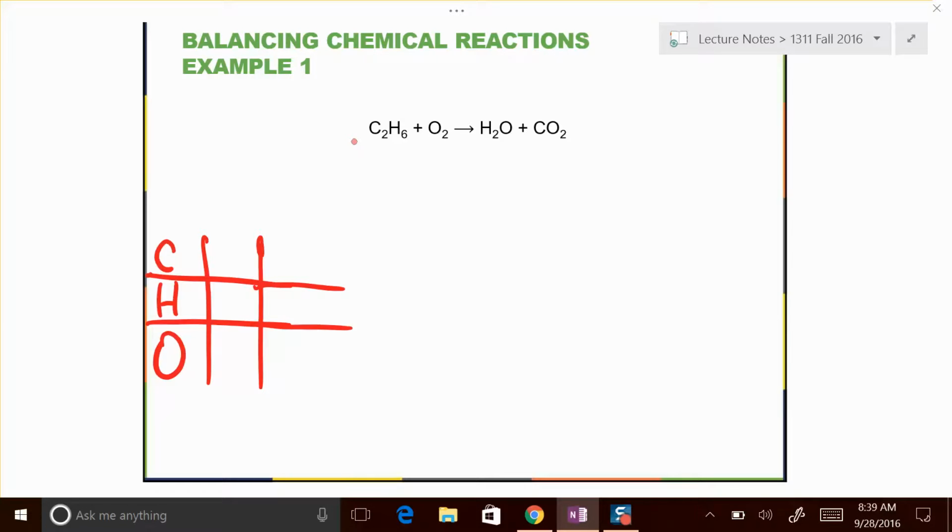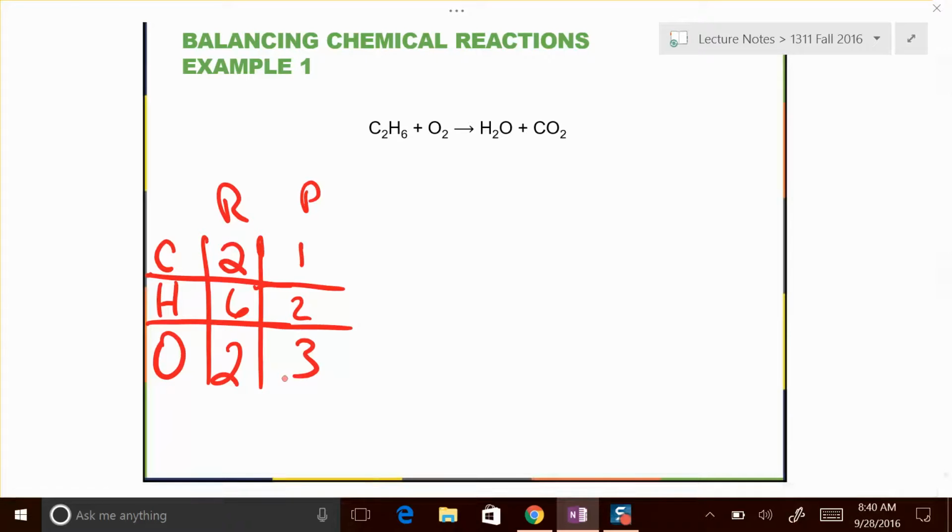Okay? So we're going to start with carbon, hydrogen, and oxygen. And we're going to count everything that we have on both sides of the reaction. So on the reactant side, I'm going to put an R for that. How many carbons do we have? 2 carbons. How many hydrogens? Oxygens? 2. On the product side, how many carbons do I have? How many hydrogens? How many oxygens? 3.